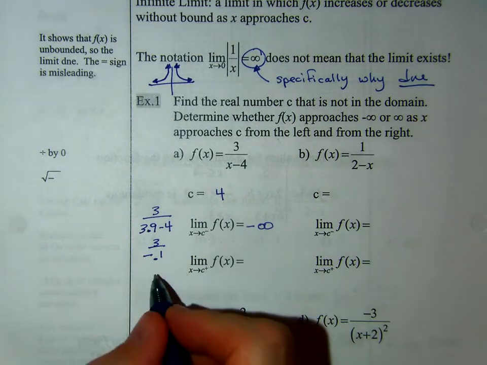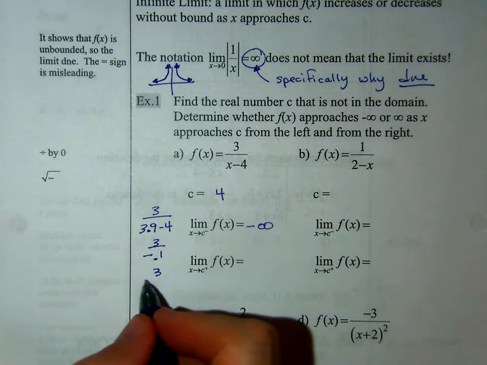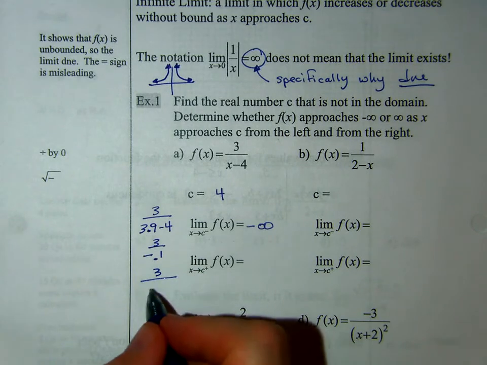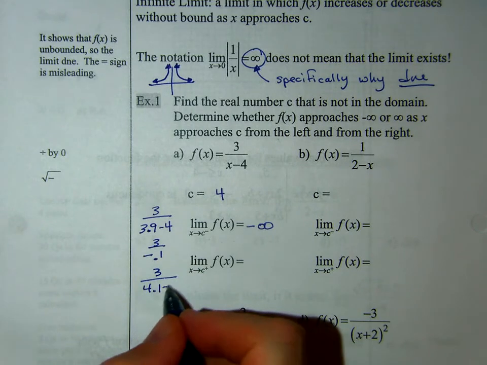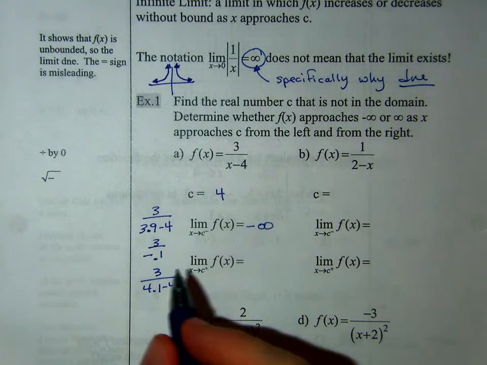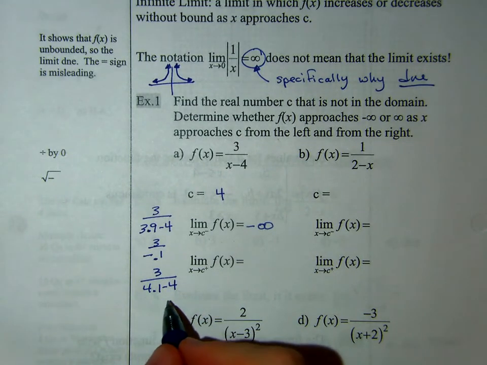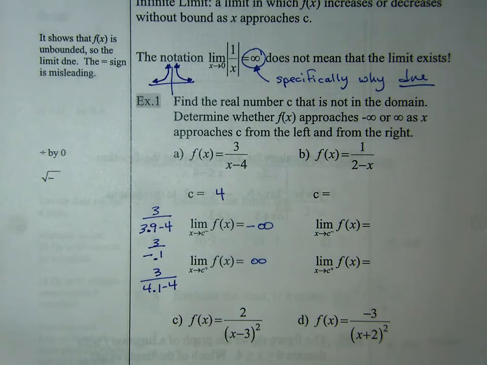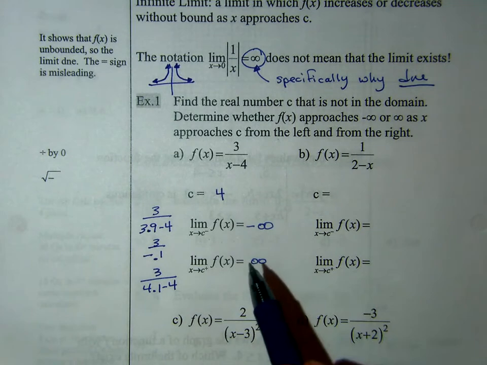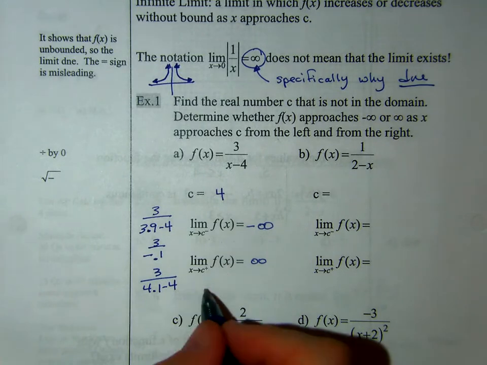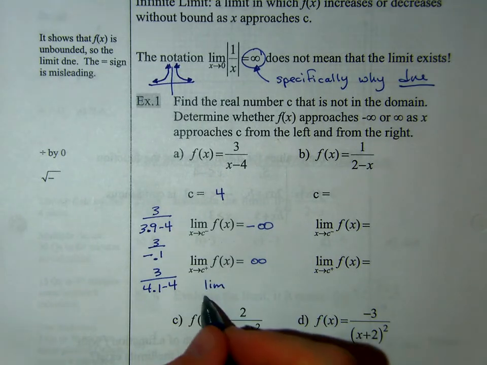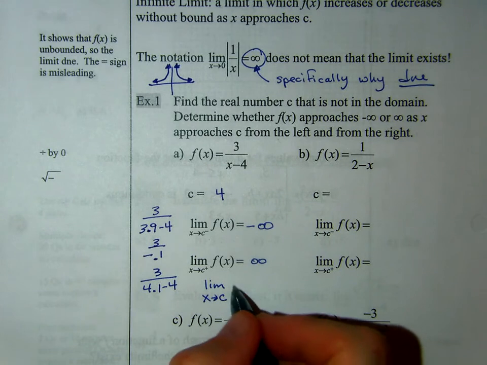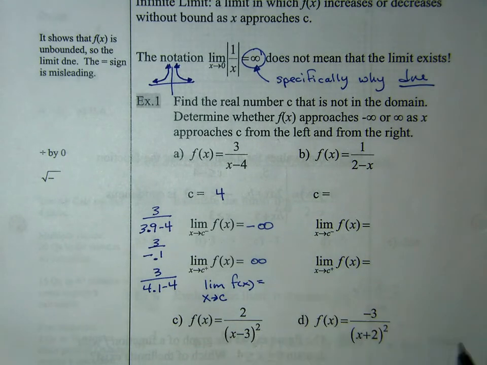If we do this again from the right, that's going to be 4.1 minus 4. So that's going to be 3 over positive 0.1. So that's going to be infinity. Okay? And if we look at that, we can think about, well, what do we know about the limit as x approaches c of that function? Well, because these are different values, we're going to say that does not exist.